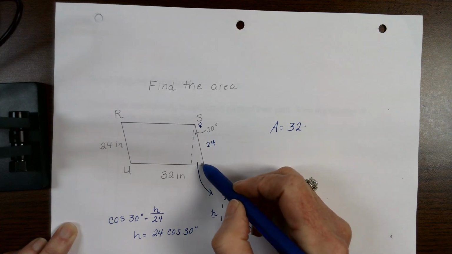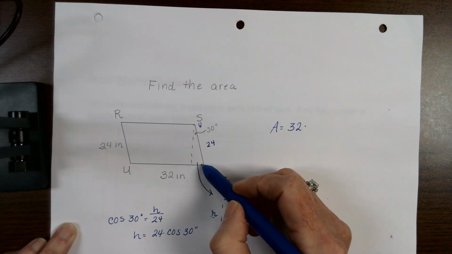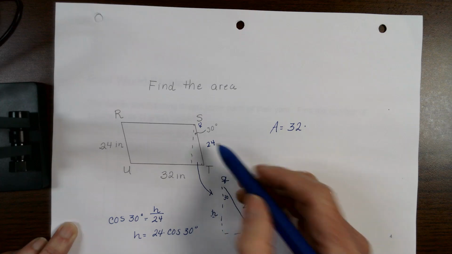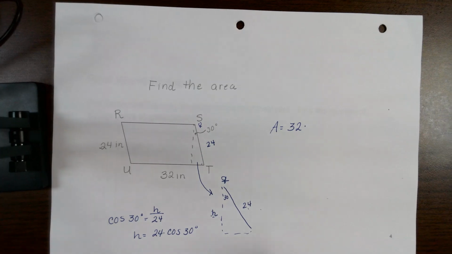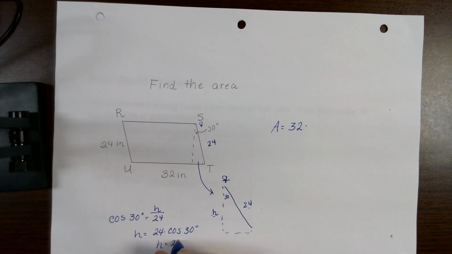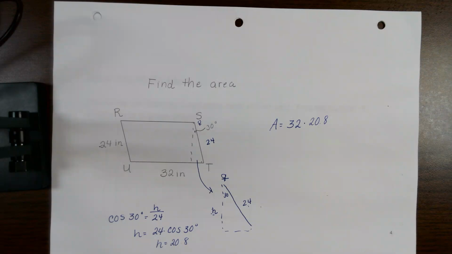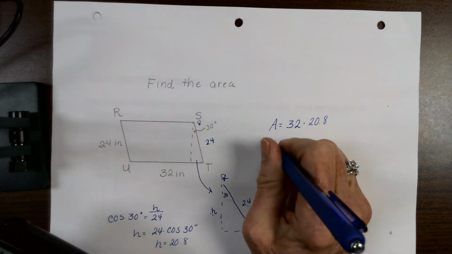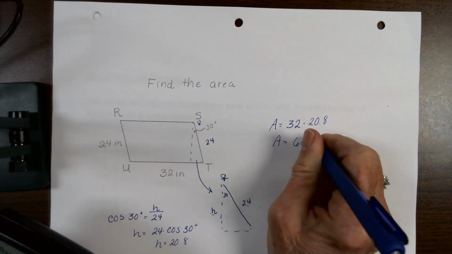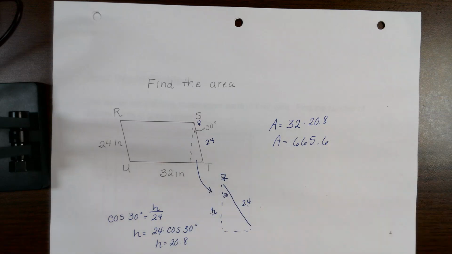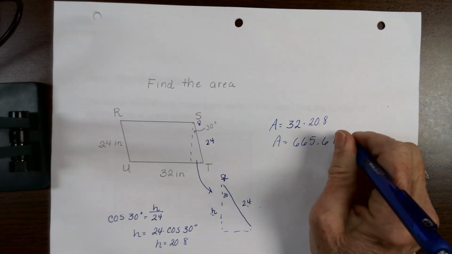Now, you know that this is 60, so if you wanted to use sine, you could have come down here and stood and used the sine of 60 is equal to h over 24. So you could have used either on this. So 24 times the cosine of 30 is going to give me 20.8. So the height is going to equal 20.8 that I'm going to multiply by my 32, which is going to give me an area of 665.6. This is inches again, so it's inches squared.